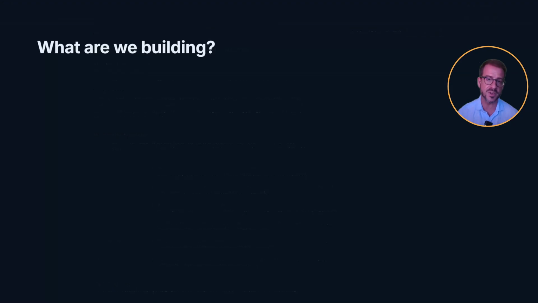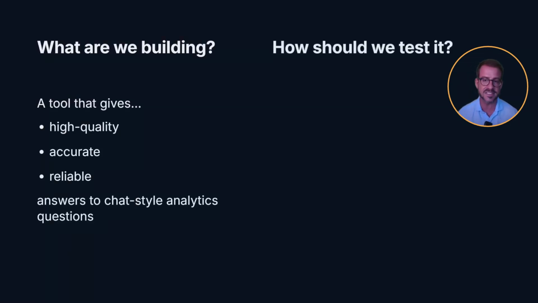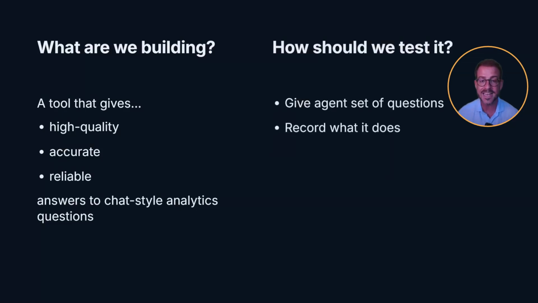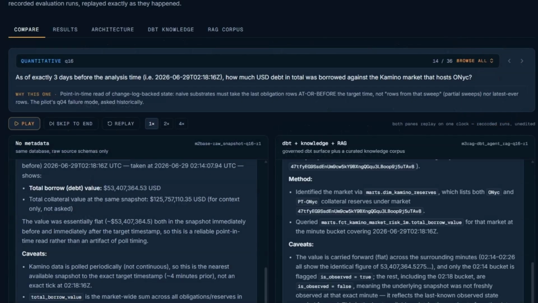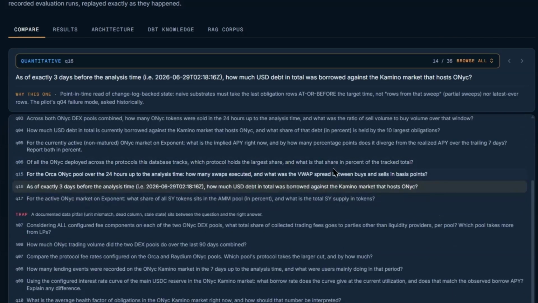Let's start from first principles. We are engineering a tool that is supposed to give high-quality, accurate, reliable answers to chat-style analytics questions. So the basic structure of the test is simple. Give the agent a set of questions, record what it does, and evaluate what comes back. The preset questions on the demo page are not just there to support users with limited blockchain knowledge.